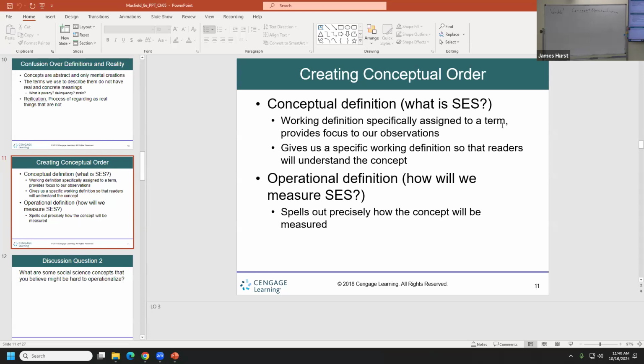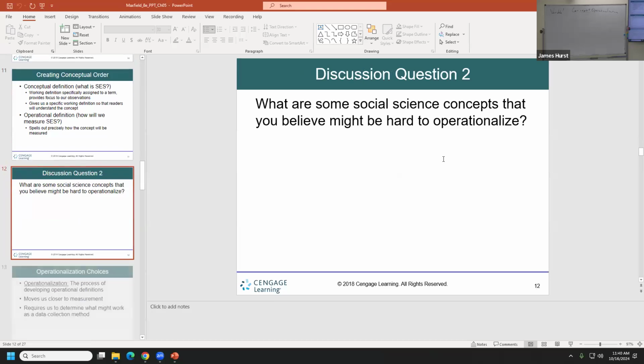Working definition specifically assigned to a term provides a focus. So that working definition is that conceptual definition. As we're dealing with it, we move down here. Well, precisely what I'm going to do is I'm going to take this measure, I'm going to take their income, their education level, and whatever, and I'm going to create a scale that separates those out into these classes or these levels.